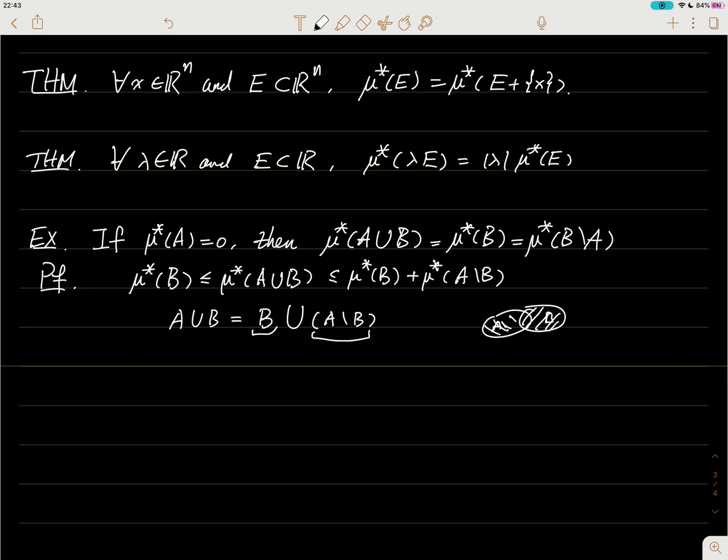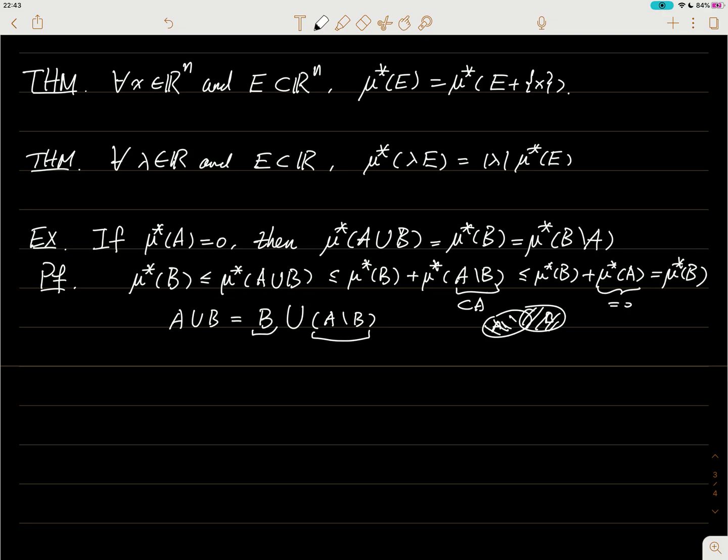Okay, and now note that A minus B is a subset of A. So this will be less than or equal to, the first term doesn't change, but the second term is less than or equal to mu star of A. However, A has a measure 0. A doesn't have to be empty, okay? But A has a measure 0, so this is equal to 0. That's why this is just mu star of B.